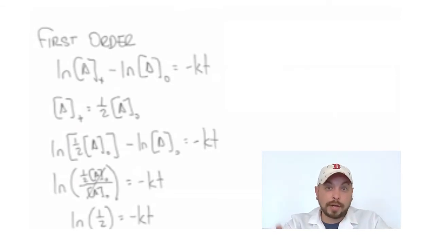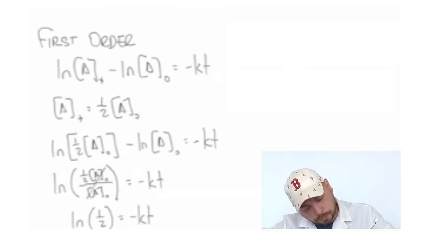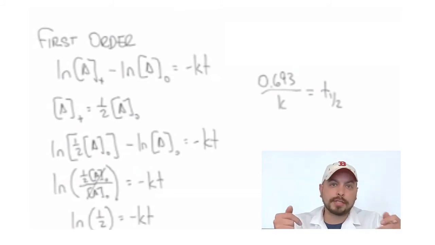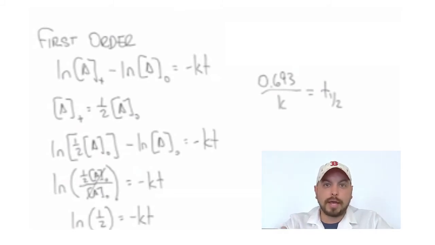The natural log of 1/2 is just a number. The number is negative 0.693. So what that tells us is that negative kT is equal to negative 0.693. So if we're solving for half-life, what we're going to do is simply divide by negative k, which gives us this equation here. Half-life is equal to 0.693 divided by k.